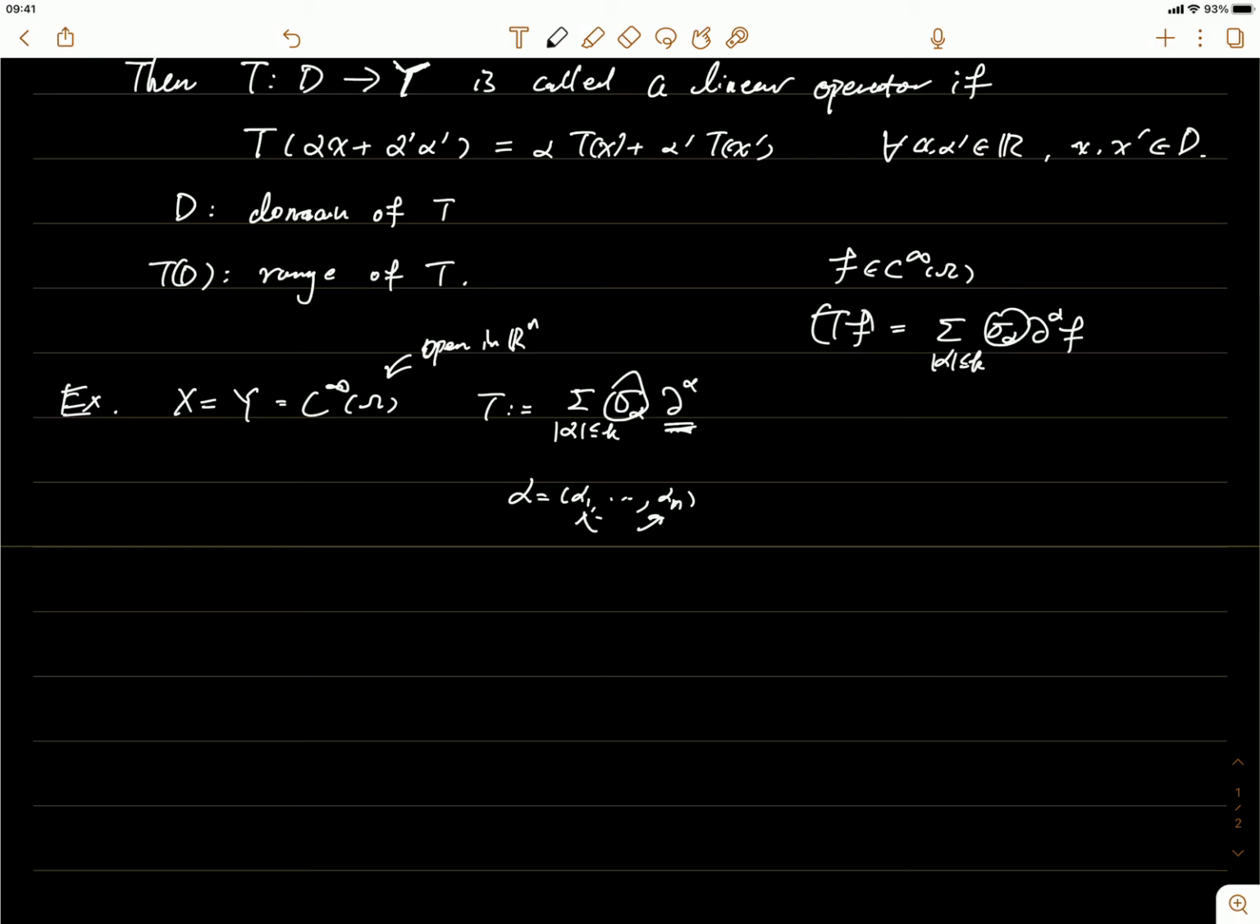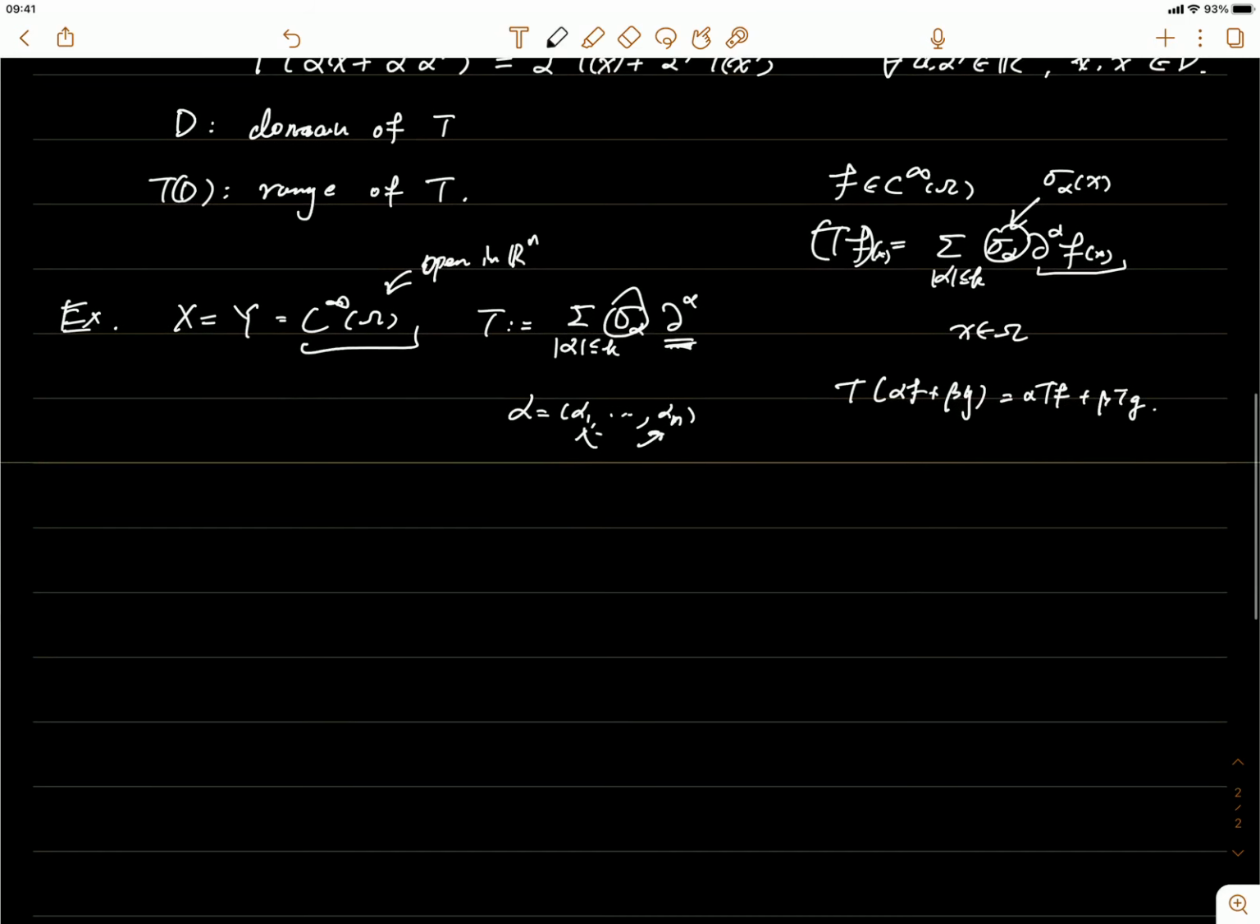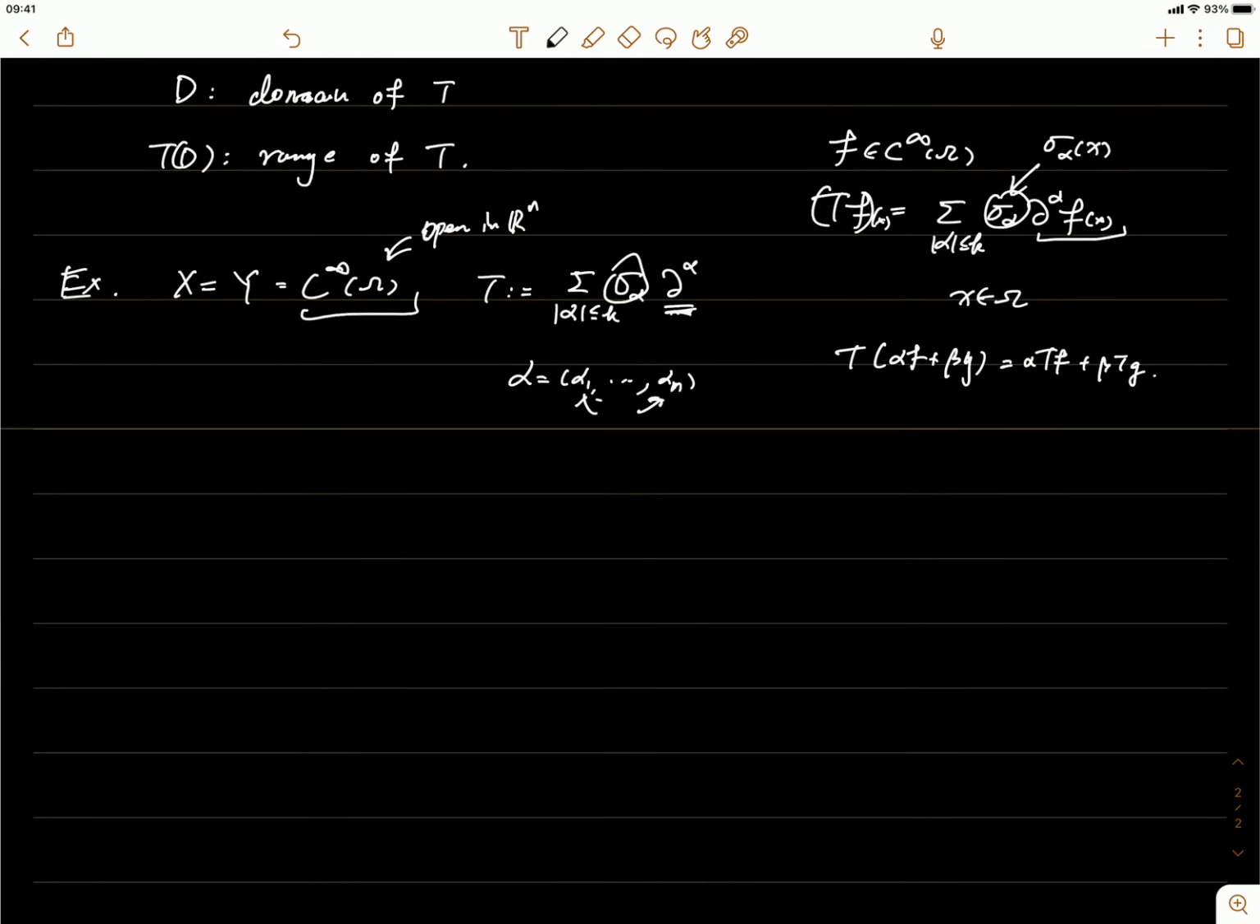Consider this. If we consider this at every point x in omega, this is just a partial derivative of f at the point x. And this one can also be dependent on x. It's okay to depend on the specific points because this is still a linear operator. As you can see, if I take T of alpha f plus beta g, it is still equal to alpha times Tf plus beta times Tg. So after mapping T, you get a new continuous function in here, and that is this. Okay, so that's another example.